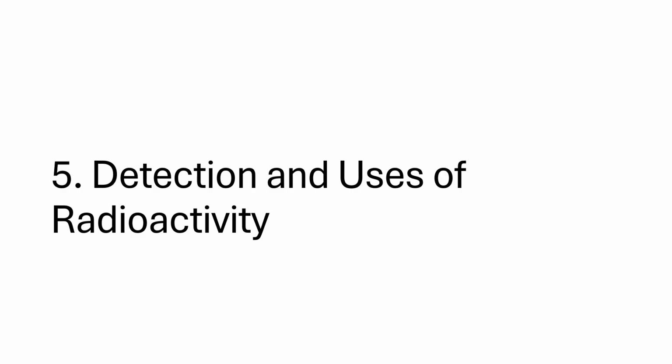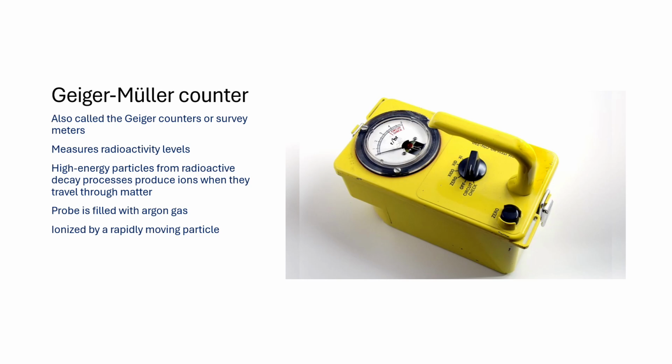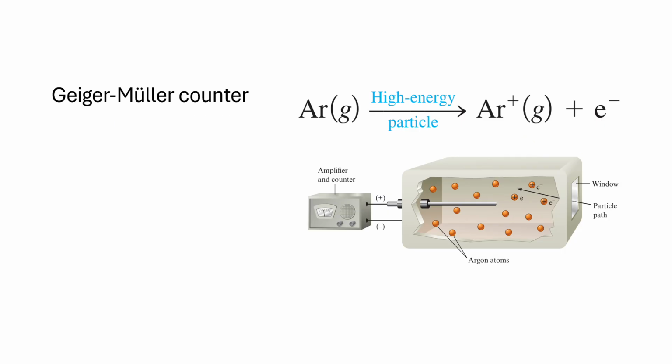So we have the detection and uses of radioactivity. We briefly touched on this in the first part. You have something called the Geiger-Mueller counter, also known as a Geiger counter or survey meter, which measures radioactivity levels. The high energy particles from radioactive decay processes produce ions when they travel through matter. The probe of the Geiger counter is filled with argon gas. Remember that argon is a noble gas, so generally it's unreactive. However, in the Geiger counter, it's ionized by a rapidly moving particle.